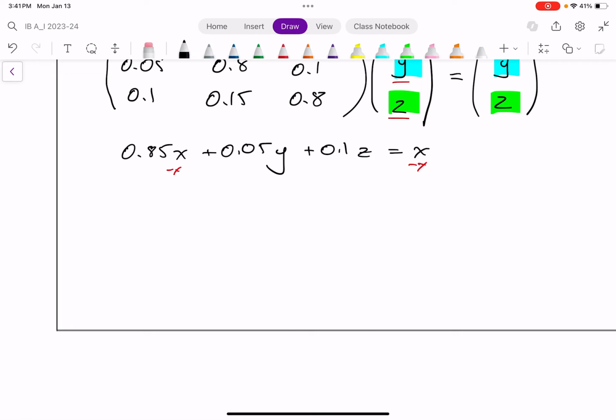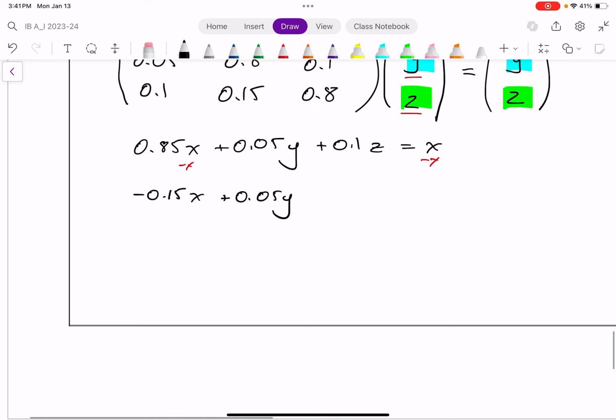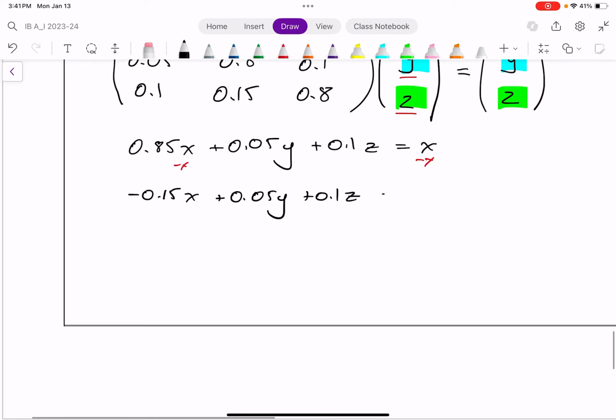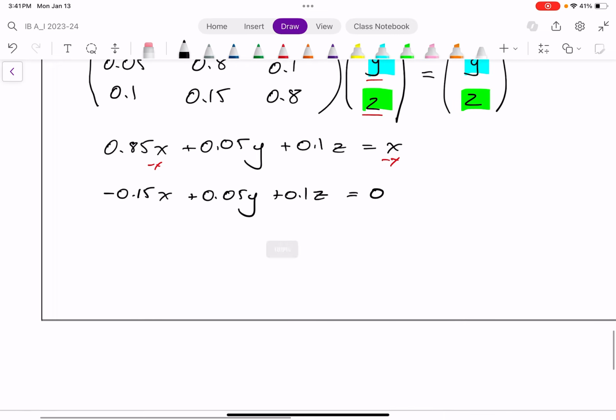and I get a slightly more conventional and pleasant form of this equation. If I subtract 1x from both sides, I get negative 0.15x plus everything else the same on the left-hand side, and on the right-hand side equals 0. And so that's actually going to be more useful to me.